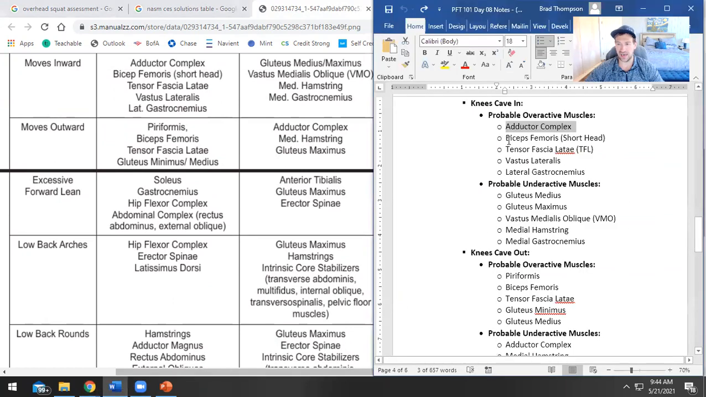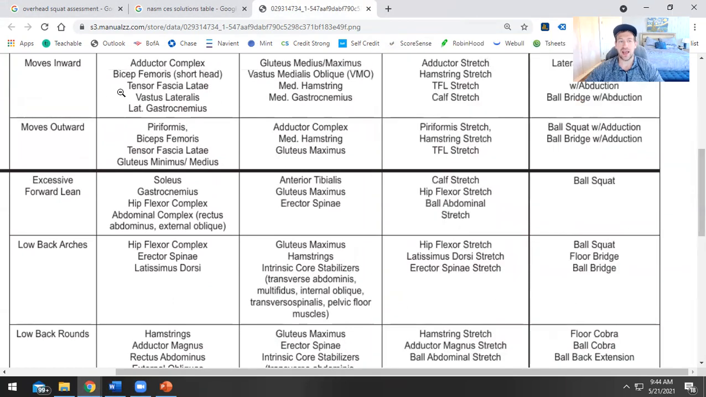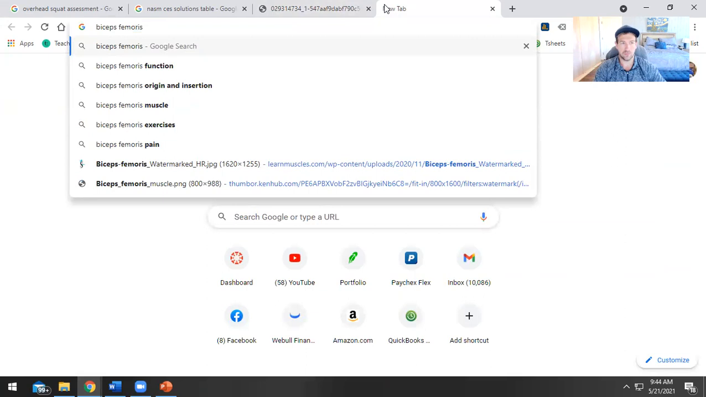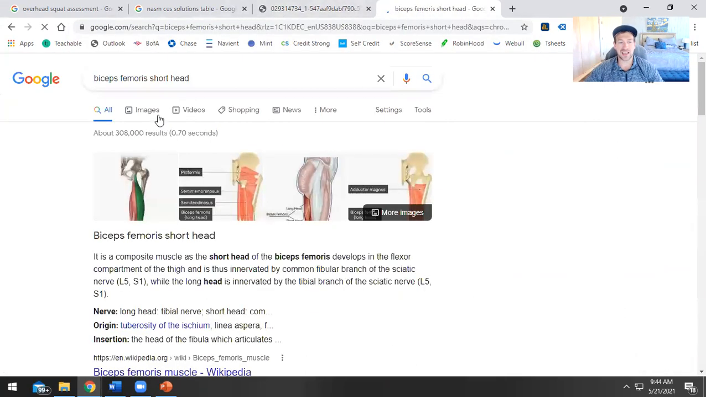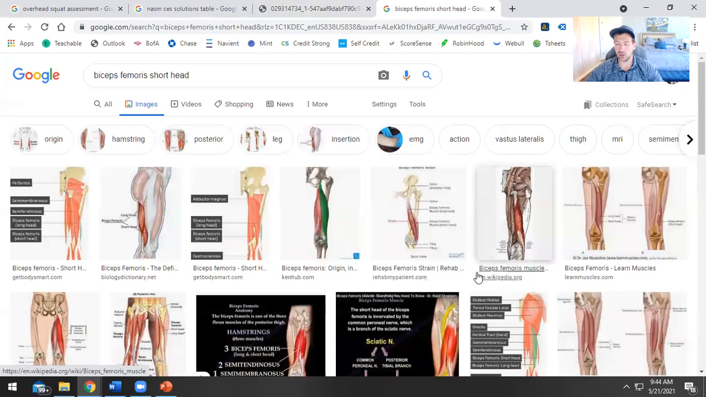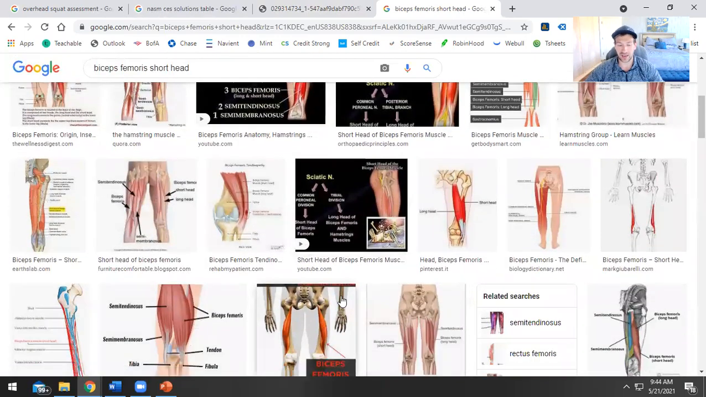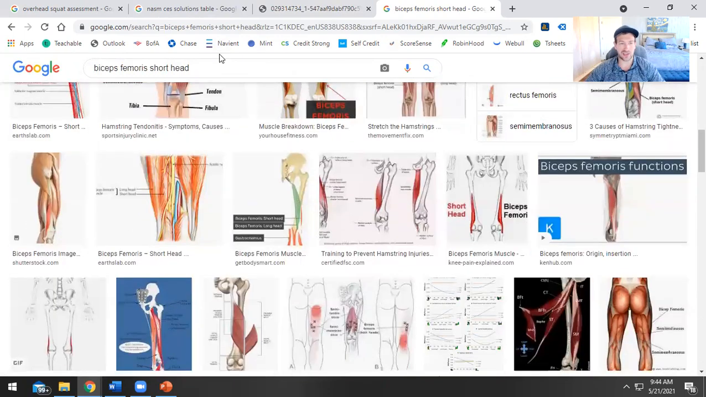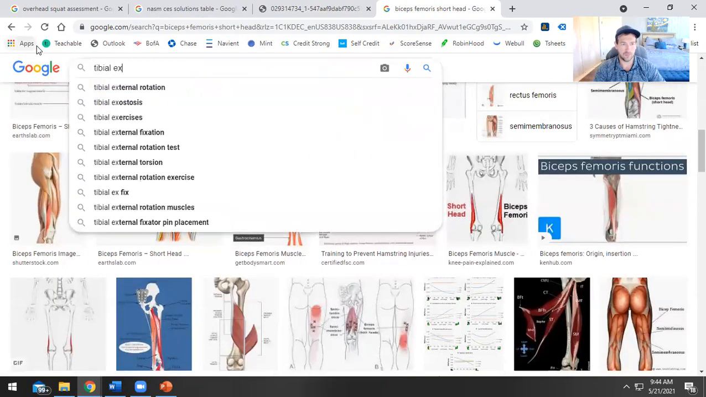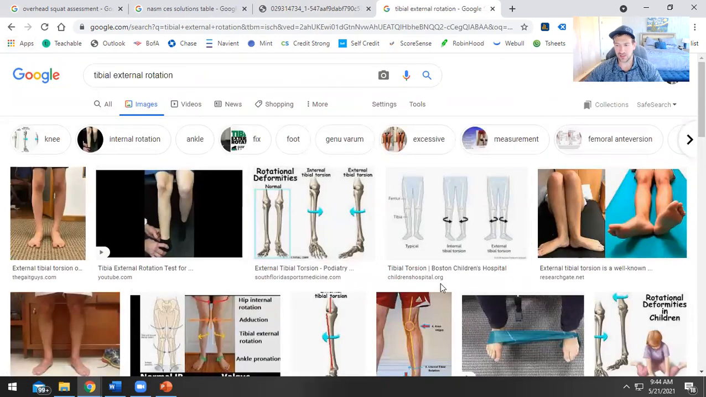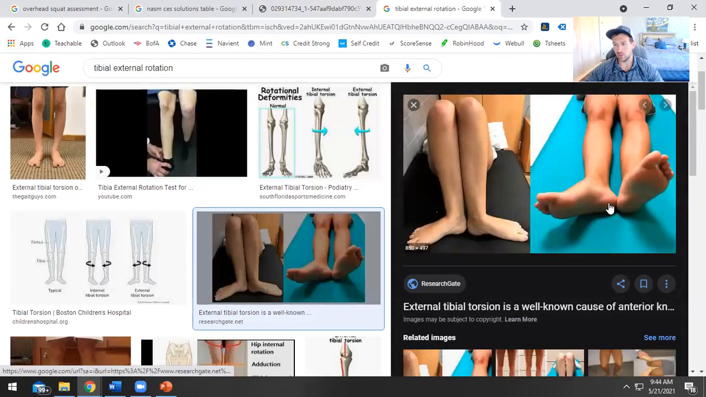We're also going to see a tight biceps femoris short head. Now, that's not an adductor, but again, that biceps femoris short head is an external rotator for your lower leg. So it does tibial external rotation, which basically means, yeah, right here, what we're seeing with the foot turned this way.